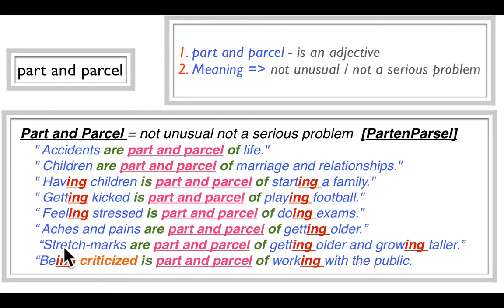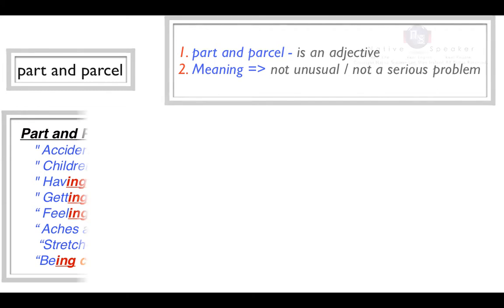Stretch marks are those marks on your skin. Sometimes women get them after they have a baby, and men get them as they grow older, or in some of our cases a little bit heavier. Next one, being criticized is part and parcel of working with the public. So criticized. Good. So here this is a passive one. That means you receive the action, not that you do the action. Being criticized is part and parcel of working with the public. So you might have to work with people and they might criticize you, and that's not unusual.